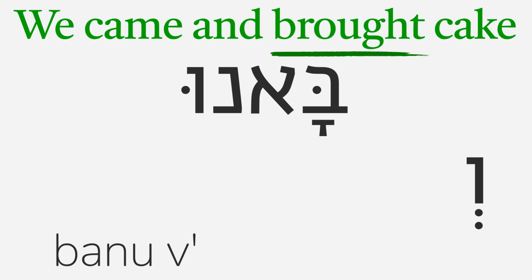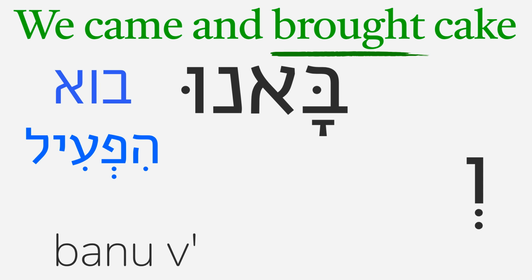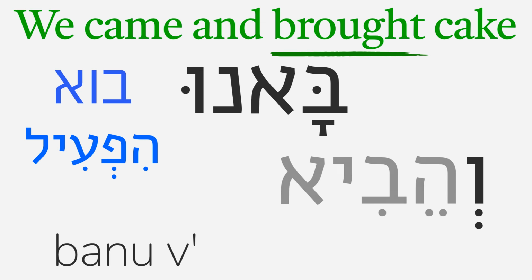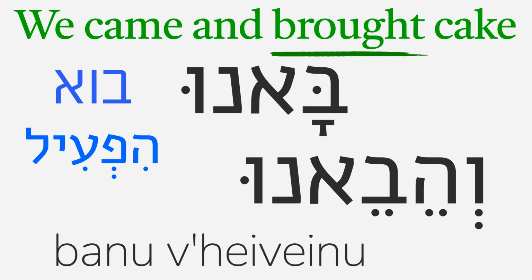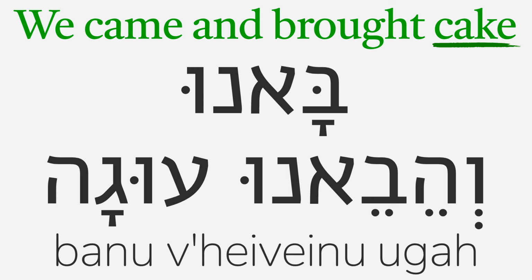The past tense verb brought is also from the root bet vav aleph, but will be in the causative hifil binyan, since brought means caused to come. The verb he brought is hevi. In this sentence, the subject of the verb brought is again anachnu, we. Since the third root letter is aleph, we'll change the hirik and yod to a tsere instead of a patach, and then add the nu suffix. Hevenu, we brought, uga, cake. Banu vahevenu uga, we came and brought cake. Banu vahevenu uga. And that's all for today.